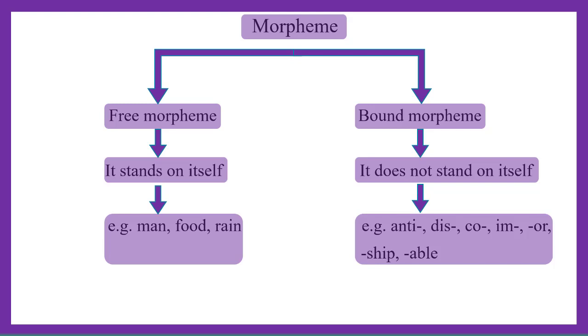It has to be added to a free morpheme to be meaningful, right? So we have anti, dis, co, im, which are prefixes. Some occur at the end of the word, like in professor, sheep, internship, unspeakable, or something. So we have free morphemes and bound morphemes. These are the two types that we have.